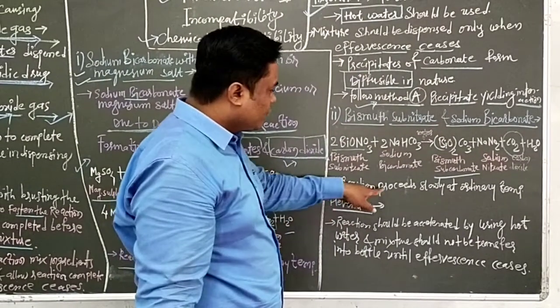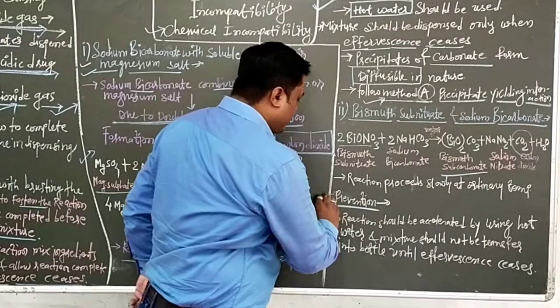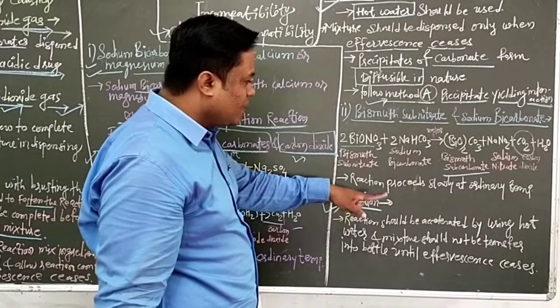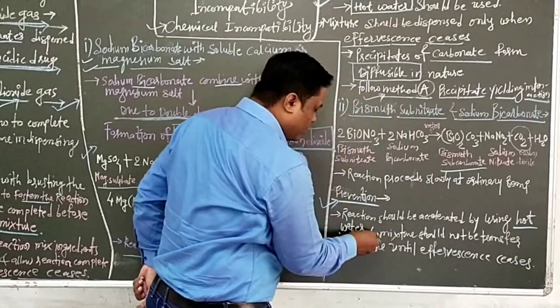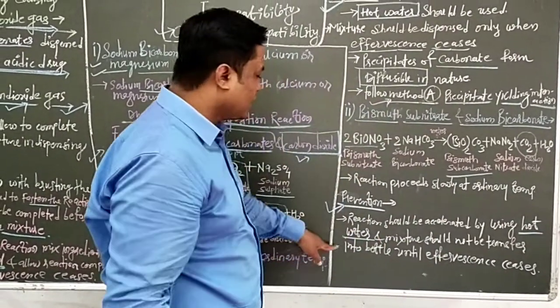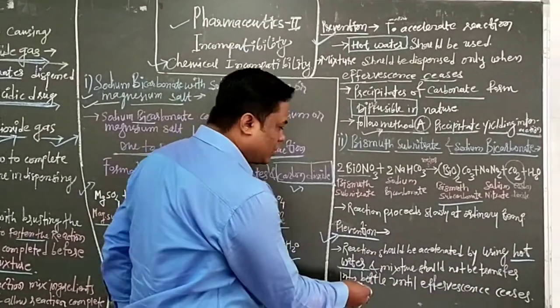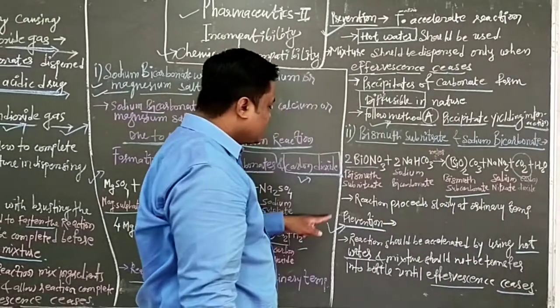Then the reaction proceeds slowly at ordinary temperature. Then what is the prevention method? The prevention method is the reaction should be accelerated by using hot water. ठीक है, यहाँ पे भी क्या करना है आपको? इस रिएक्शन में हॉट वाटर को ऐड करना है and the mixture should not be transferred into the water until effervescence ceases. ठीक है, तो प्रिवेंशन के आपको क्या करना है?